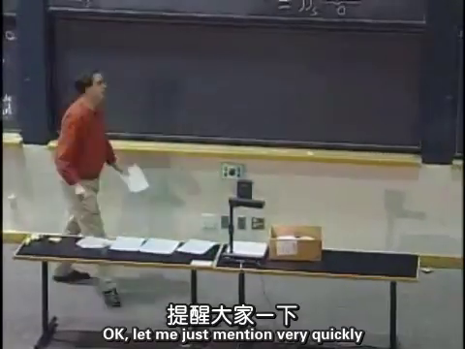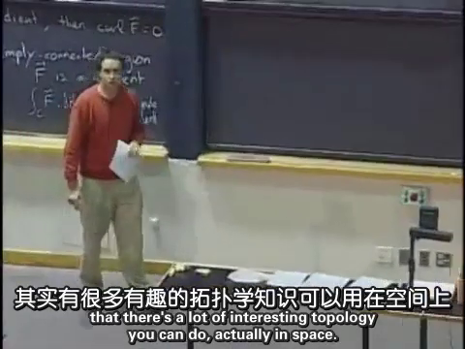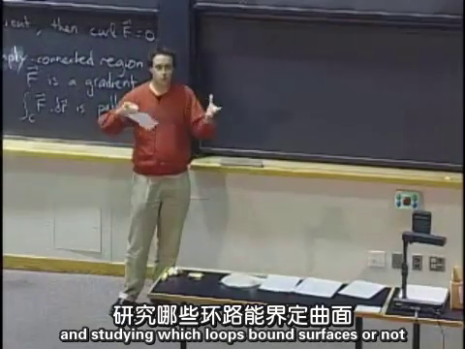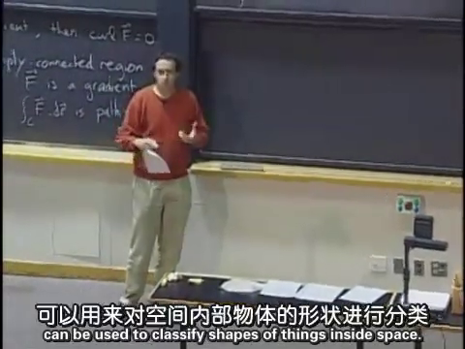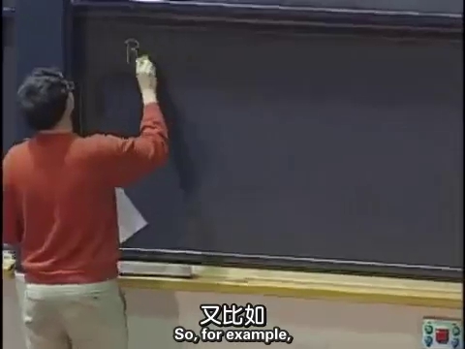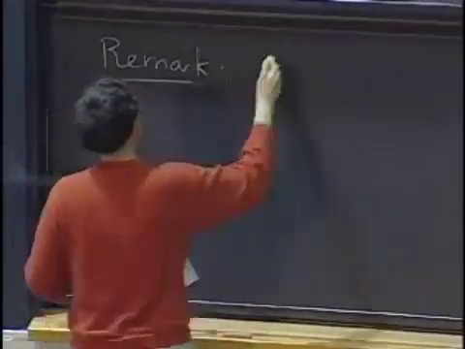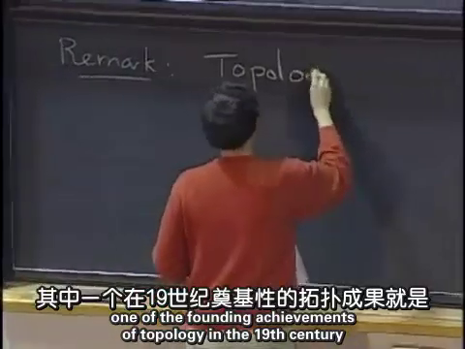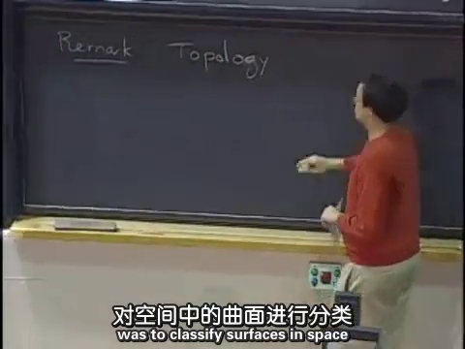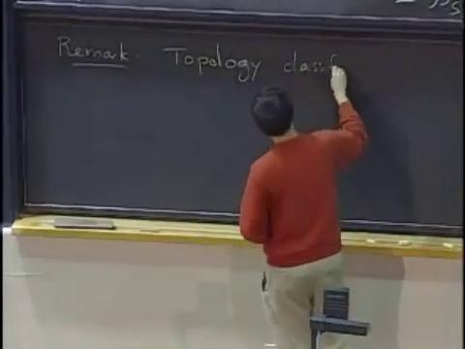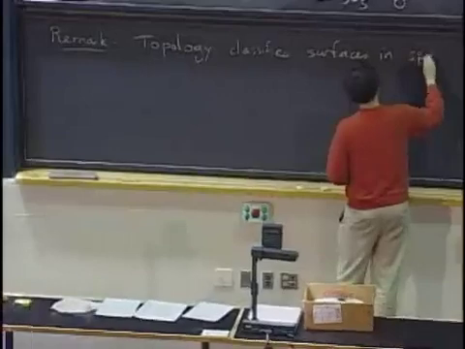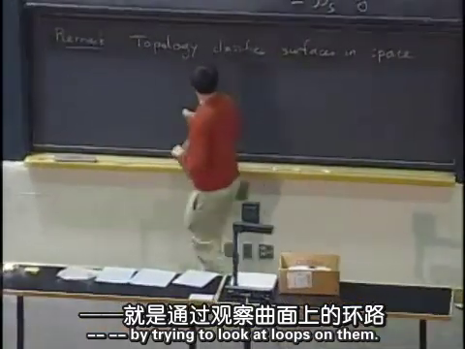Okay, let me just mention very quickly that there's a lot of interesting topology you can do actually in space. So for example, this concept of being simply connected or not and studying which loops bound surfaces or not can be used to classify shapes of things inside space. So for example, one of the founding achievements of topology in the 19th century was to classify surfaces in space by trying to look at loops on them.